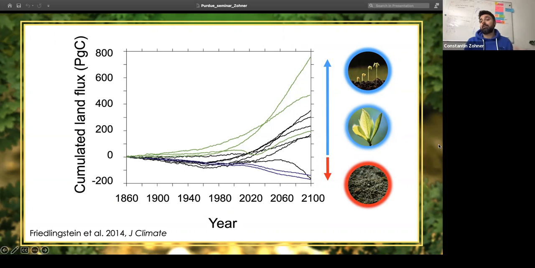So we see that the future is quite uncertain. And this, of course, means we need to do a lot better in predicting vegetation cycles, in predicting ecosystems, and forecasting what is going to happen in the future and how this all feeds back to the climate system.